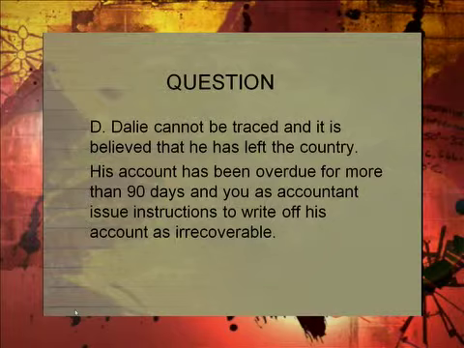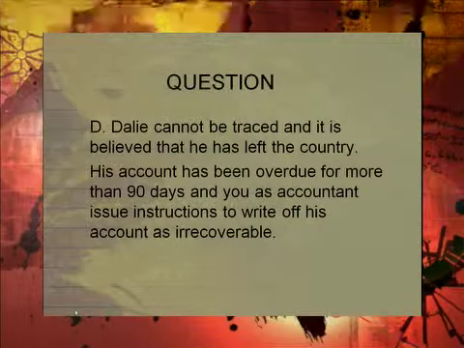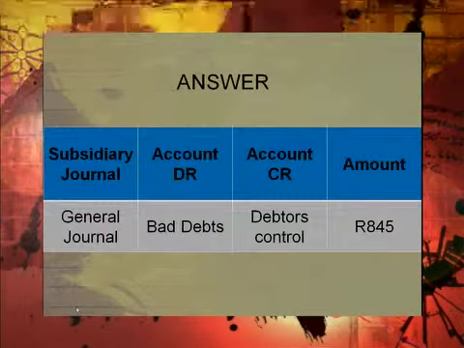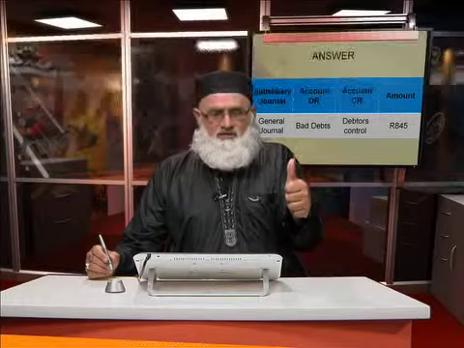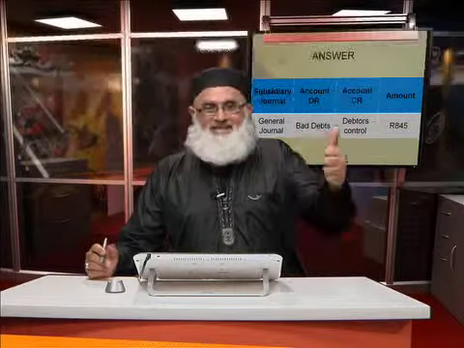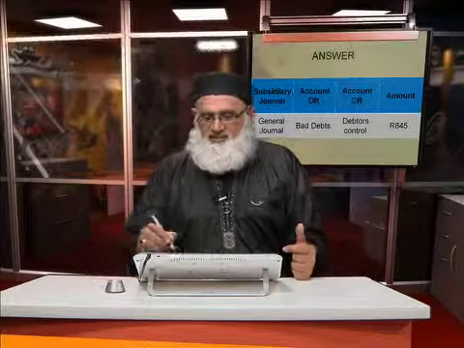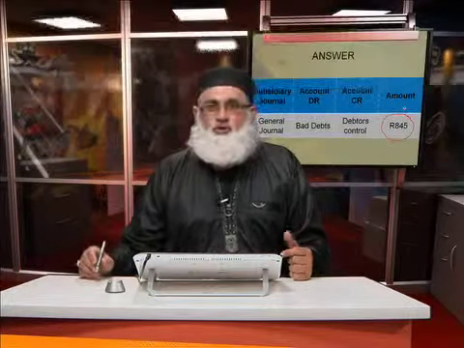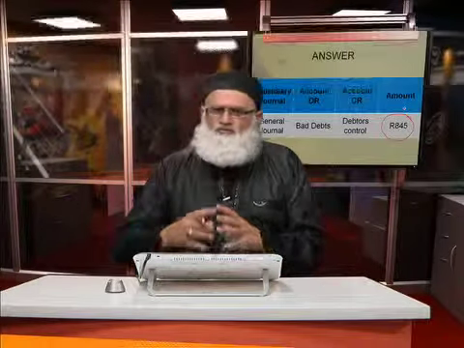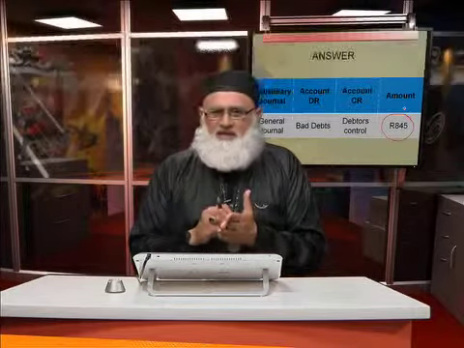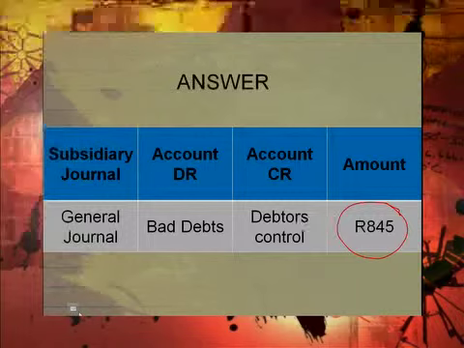One of your debtors has left the country, cannot be traced. You now have to write off this account as irrecoverable. Which journal are you going to use? You're going to use the general journal. 2 accounts involved, bad debts and debtors control, and there's the amount of the debt that you're going to write off. Now, it's not as simple as that. You have to make every effort to get your money back. If all fails, then this is the last resort, writing the account off as bad, irrecoverable.